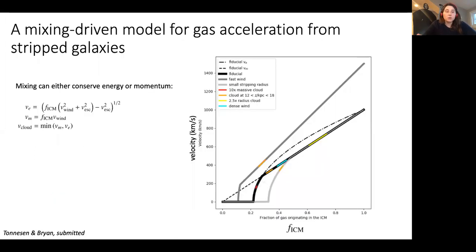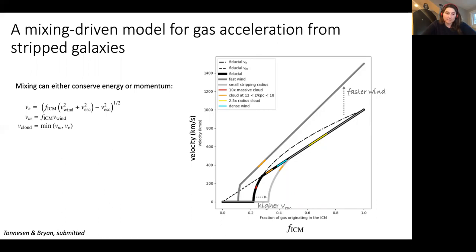We used energy and momentum conservation and some simple assumptions detailed in the paper to come up with a gas velocity that is dependent on the fraction of gas from the ICM that mixes into the galactic gas, here denoted as FICM. On the right, you can see that using this model, we would predict gas to lie along one of the grayscale lines in the velocity FICM plane, which may vary due to an increased wind velocity or increased escape velocity.